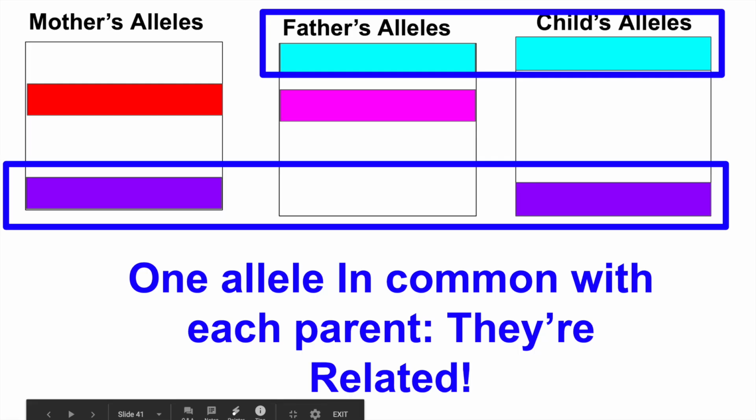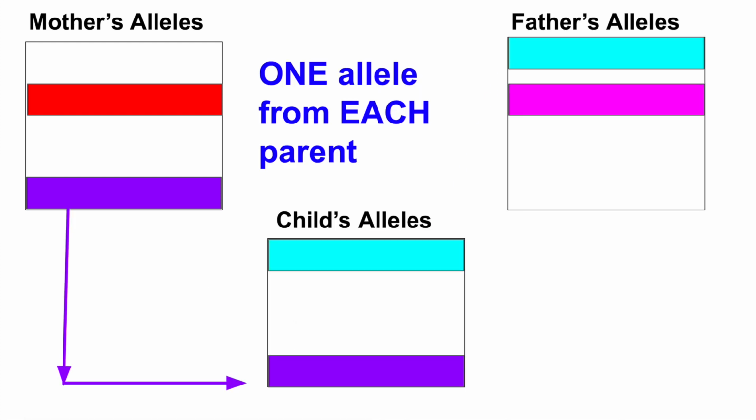When determining paternity, the child and parent do not have to have the exact same alleles in order to be related. This is because the child must receive an allele from the mother and one from the father. Therefore, the child will share one allele with their father and one allele or band with their mother.